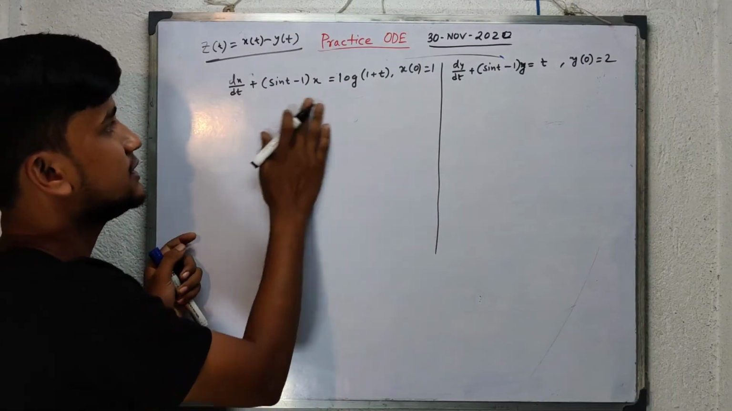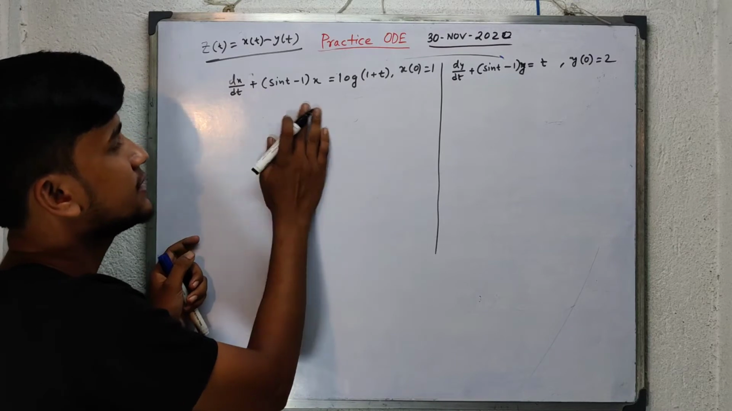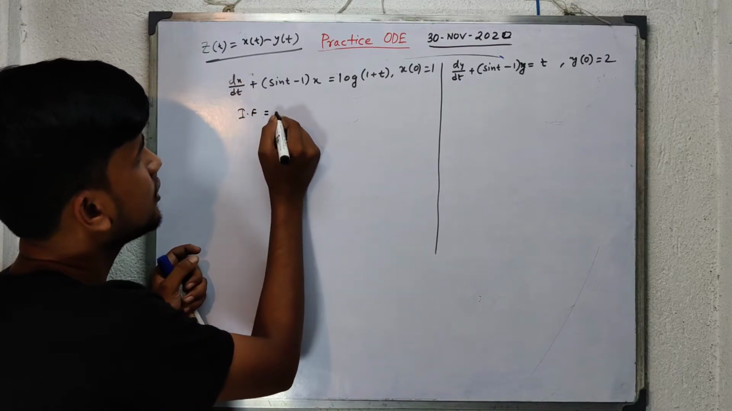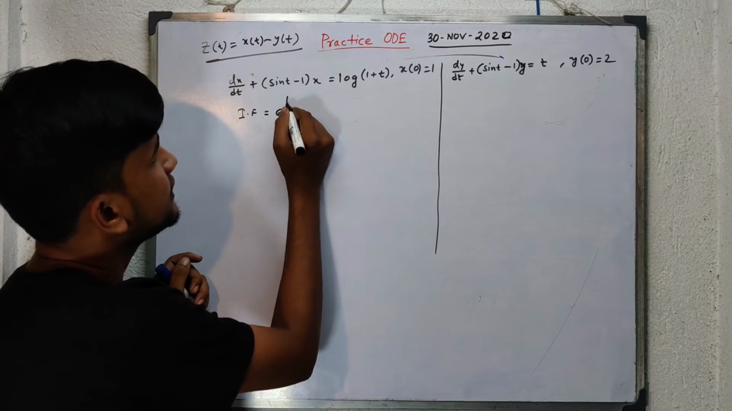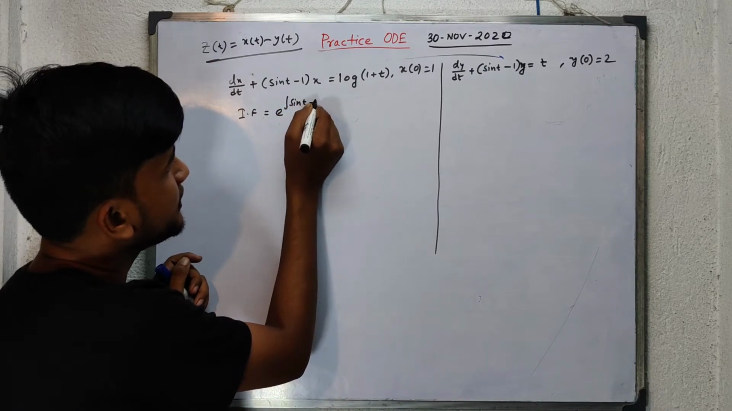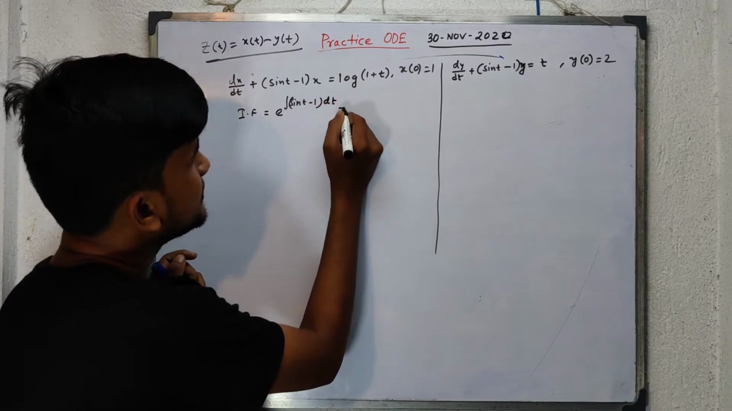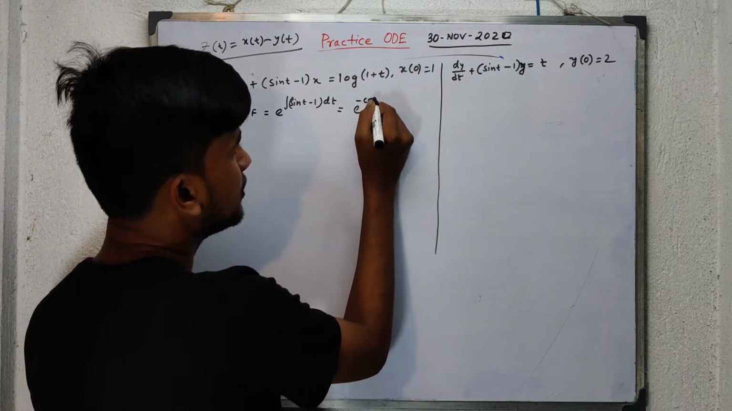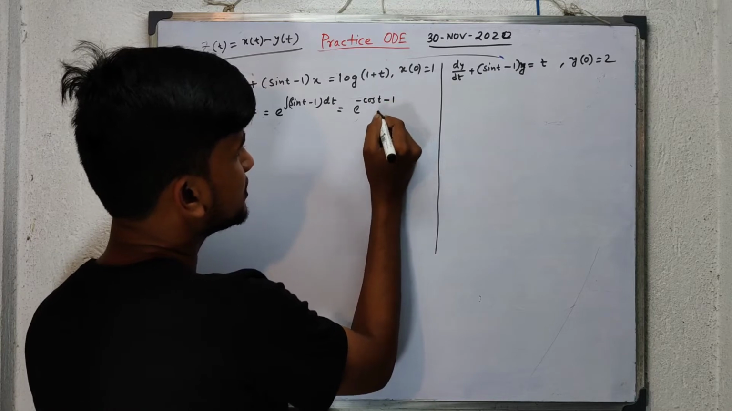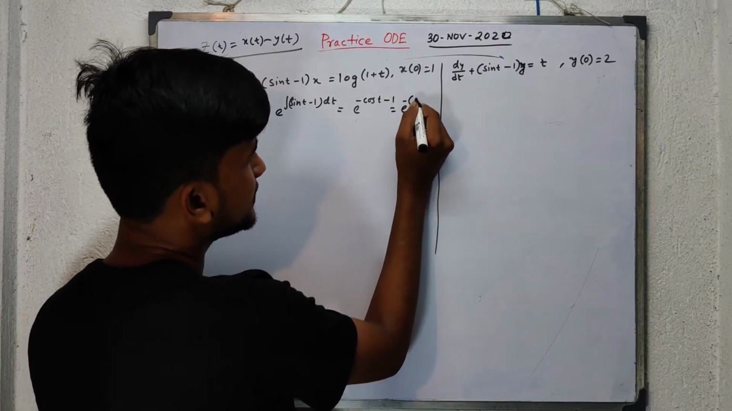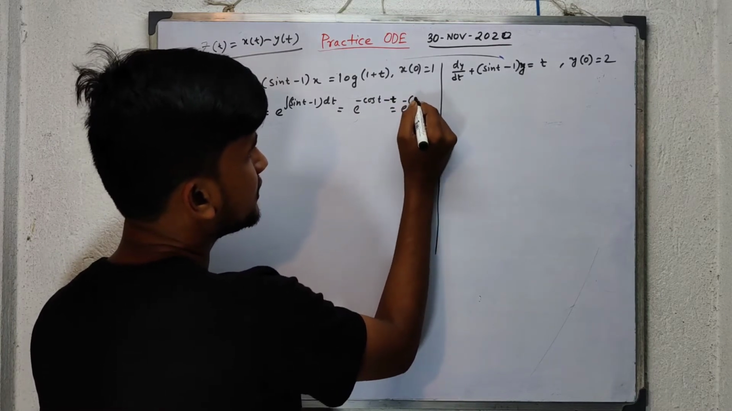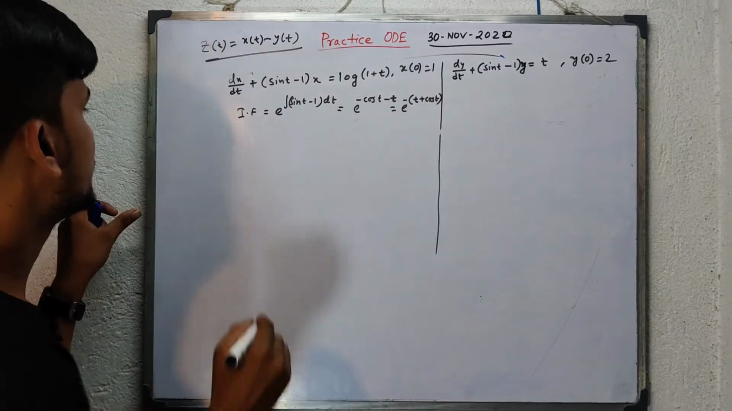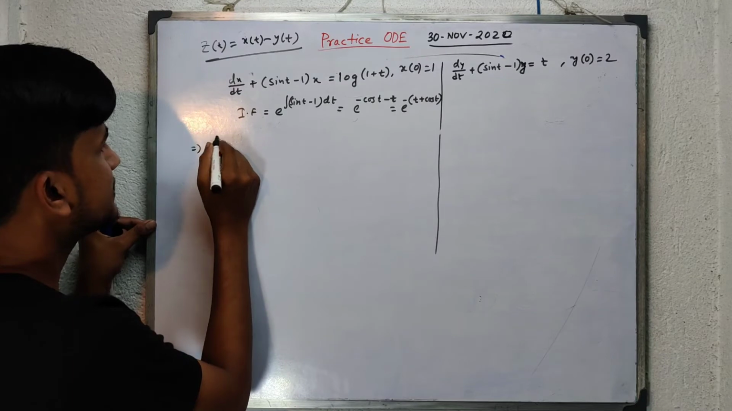Okay, this equation: dx/dt + px = q. So we first find the integrating factor to solve. The integrating factor is exponential of the integral of (sin t - 1) dt, which is equal to exponential of (-cos t - t), that is, exponential of (-t + ... cos t). Okay, so this is the integrating factor.